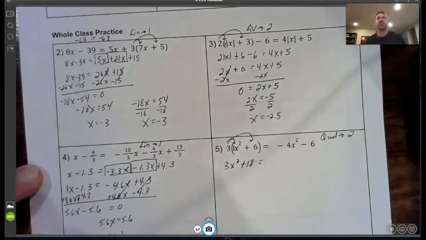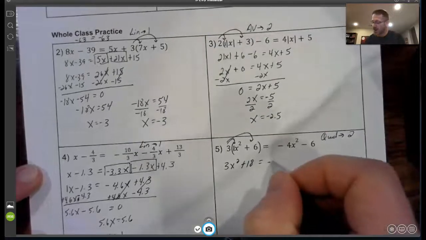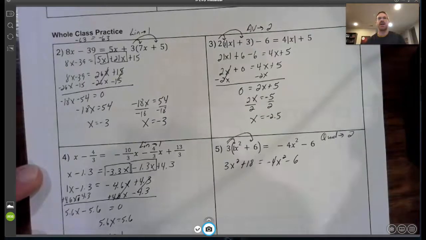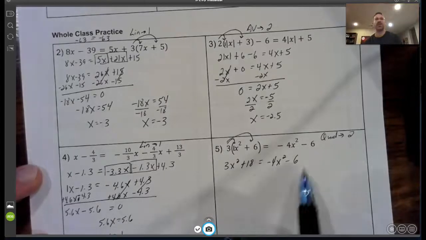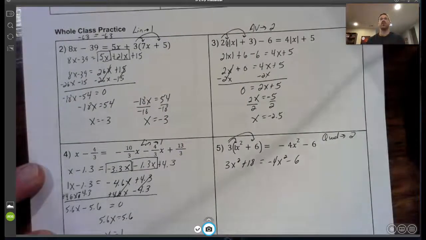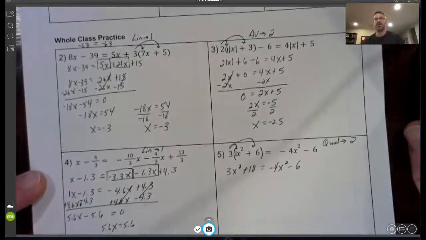All right, and now I'm moving to the right side. Notice nothing to do on the right side right now, so I'm just going to bring it down. Now, step 2, combine like terms if you can. Nothing to combine on the left side, nothing to combine on the right side. So now I move to, all right, let's get it equal to 0.